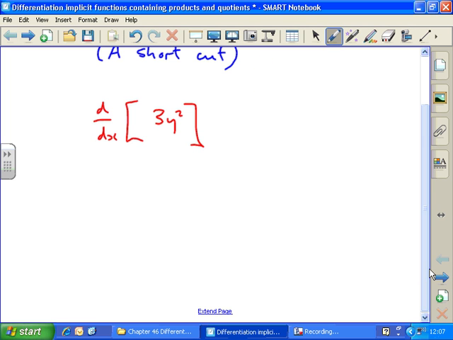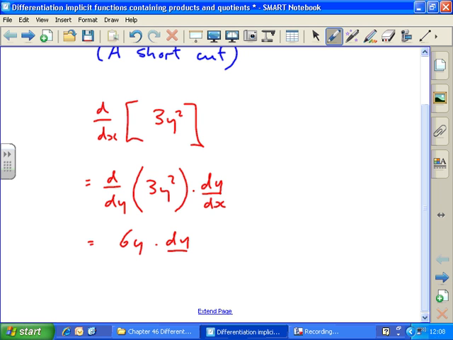We can almost write it down once we're used to it. If we think of this example here, differentiate this with respect to x, this function in terms of y, we know now that this equals the differential with respect to y of the function 3y squared, but then you multiply that by dy by dx, and that equals, what's the differential of that function with respect to y? 6y times dy by dx.